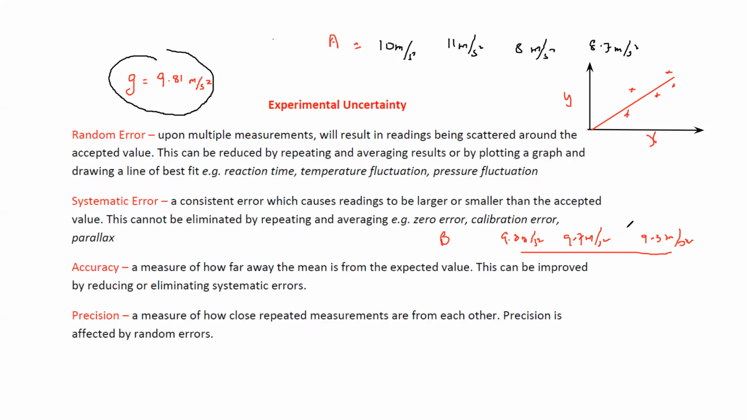A systematic error can be due to zero error when you're using a micrometer, or calibration error, where you did not calibrate the meter correctly, or parallax error. So when you plot a graph for this error, how will your results appear?